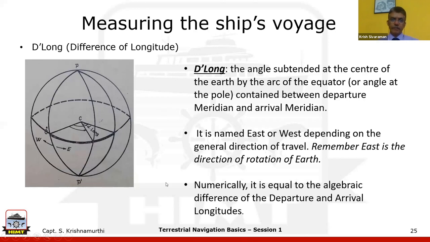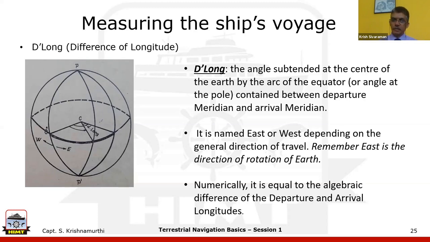Sir, what if we cross the anti-meridian, 180 degrees? Will the same direction be there, like it is going more easterly, or will it shift, like it is going from the east hemisphere to the west, so it will be west? No. You just go by the thumb rule. What is my direction of travel? It doesn't matter that you have crossed a prime meridian or an anti-meridian, or I think you are talking of the international date line. It doesn't matter. Your direction of travel is what gives the D-long its name. D-long will be the same direction in which we are traveling.